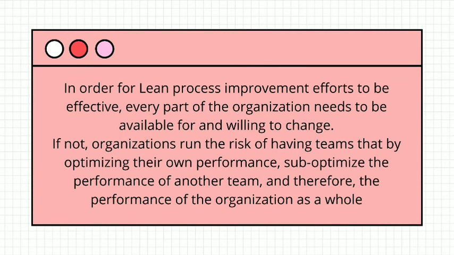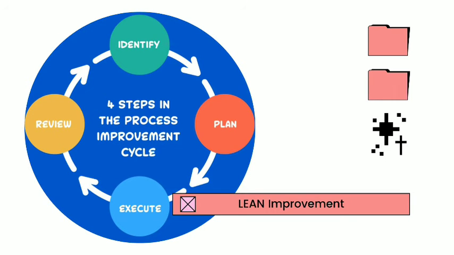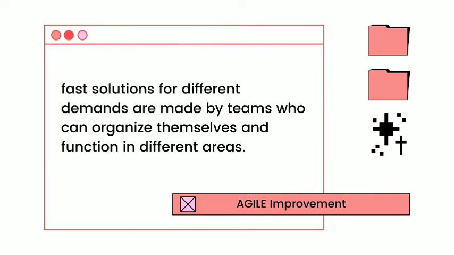In order for lean process improvement efforts to be effective, every part of the organization needs to be available for and willing to change. If not, organizations run the risk of having teams that, by optimizing their own performance, sub-optimize the performance of another team and therefore the performance of the organization as a whole. This approach can be summarized by this diagram of the continuous improvement cycle. Identify opportunities, plan how the current process can be improved, execute to implement changes, and review how these changes work for the team. The Agile assessment.